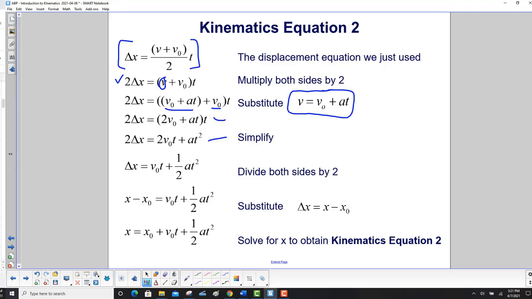Now, let's divide everybody by 2. So the left-hand side turns into delta x. This 2 cancels, and you have v0t. And then finally, you have 1/2 at squared. Now, what is delta x? Delta x is x minus x0. So we replace that. And then to isolate x on the left side, we add x0 to both sides. So here we go. Here's kinematics equation number 2.